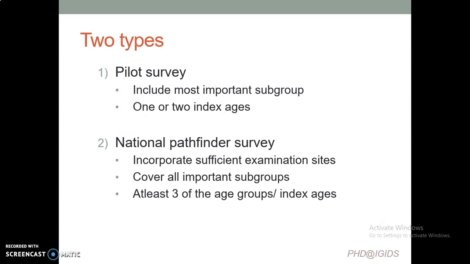So there are 2 types of basic oral survey. One is called the pilot survey, the other is called the national pathfinder survey. So usually before going to a national pathfinder survey, a pilot survey is conducted. A pilot study is a study which is conducted before the main study to know if at all any changes are required, if at all any modifications are required. This is all assessed with the pilot study.